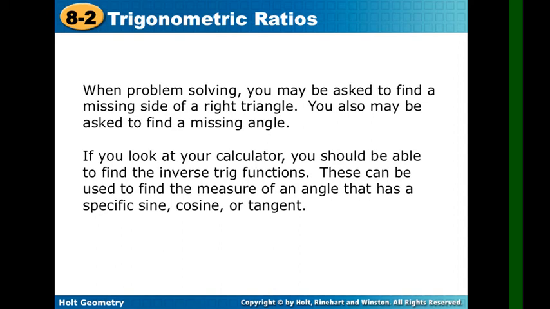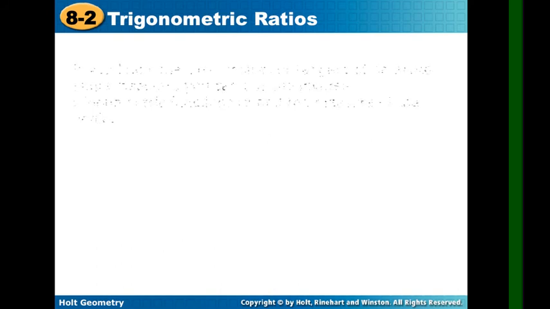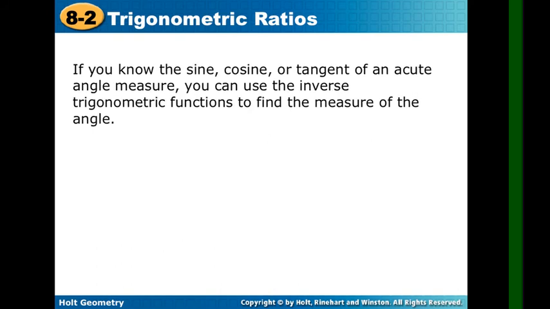So, paano ilalagay yon? I-click mo lang yung shift, and then click mo yung sine, ang lalabas is sine raised to negative 1. Nakita nyo ba? Kung i-click ko yung shift, then i-click ko yung cosine, ang lalabas cosine raised to negative 1. Kung i-click ko yung shift at i-click ko yung tangent, ang lalabas tangent raised to negative 1. So, yun yung kanilang inverse for the trigonometric functions kapag hinahanap yung angle. If you know the sine, cosine, or tangent of an acute angle measure, you can use the inverse trigonometric function to find the measure of the angle.